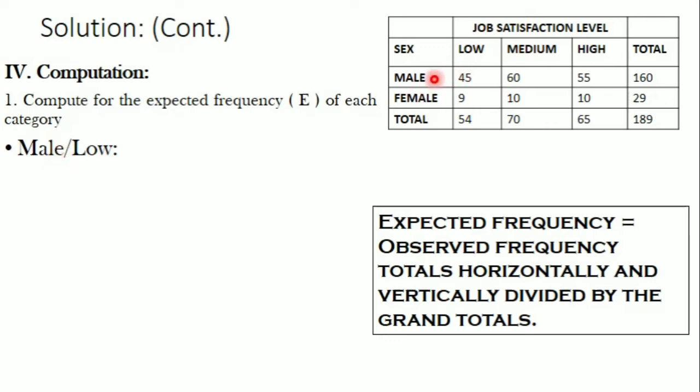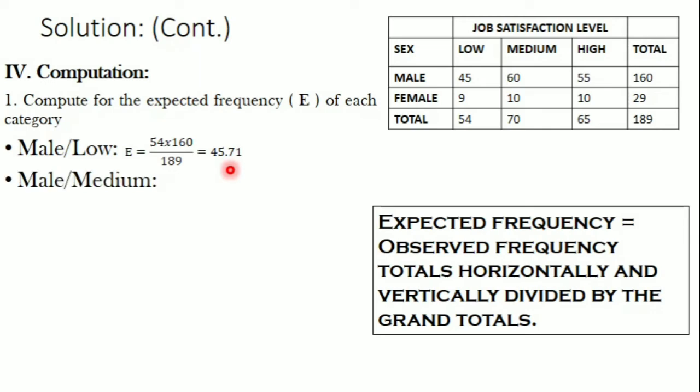Let's try. What is the expected frequency between male over low? Your male is here, so the data are here, male over low. What is the total of male? We have 160. How about low? We have 54. So you need to multiply them, 160 multiplied by 54. Then you need to divide by the grand total, which is 189. So we obtain an expected frequency of 45.71.